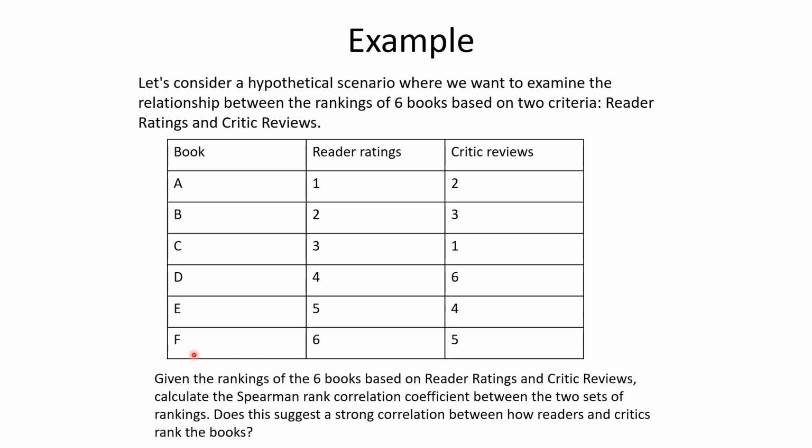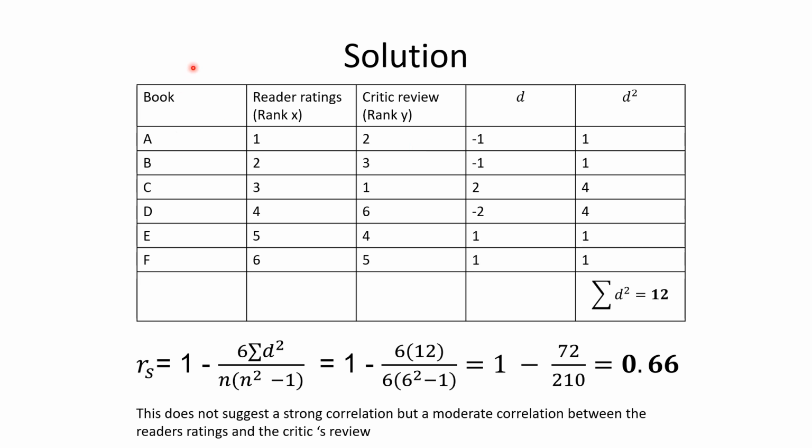We also want to find out and interpret the relationship between the reader's rating and the critic rating. Are we having a strong positive relationship, a strong negative relationship, or a moderate or weak one? We'll see when we get the final result. Okay, let's look at the solution. Again, here are the books. The reader's rating is denoted by X, 1 to 6, and the critic review is denoted by Y. So we call it rank X and rank Y, and we simply find the difference between the two.